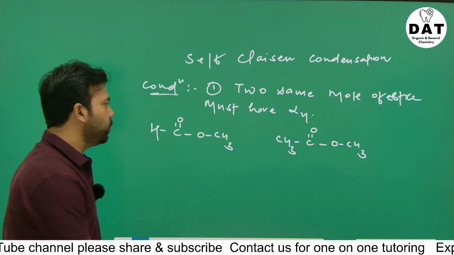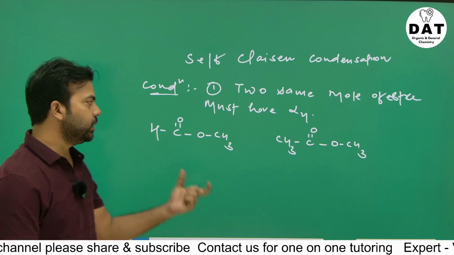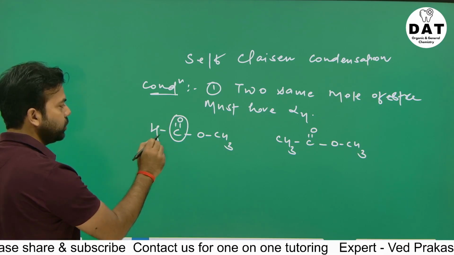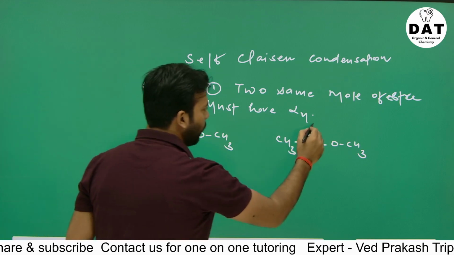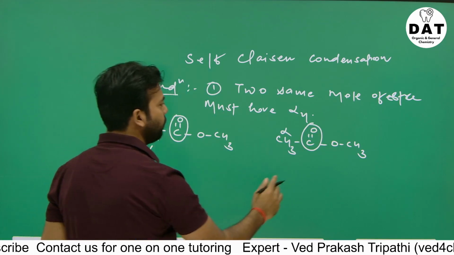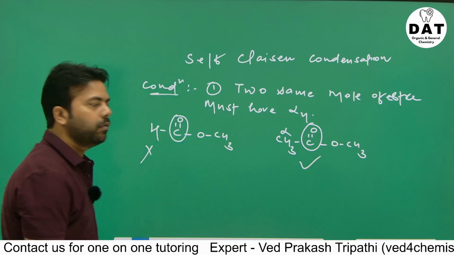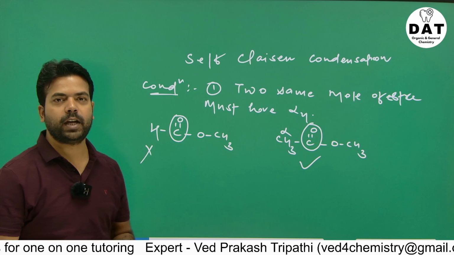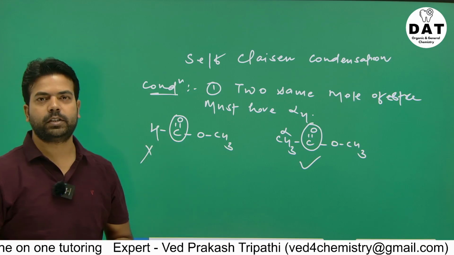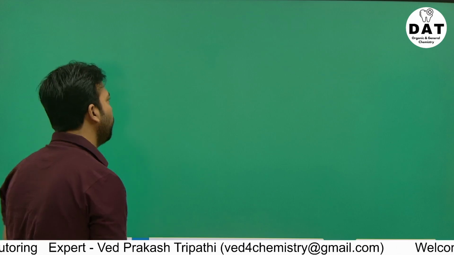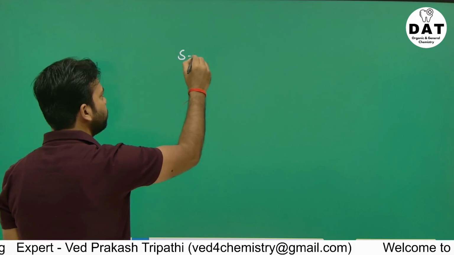So here we have 2 moles of ester. You can see the left one, this is the carbonyl. The carbonyl's neighboring carbon is alpha, but there is no alpha H. On this one, the carbonyl's neighboring carbon is alpha, and here we have an alpha carbon as well as alpha H. So it can give you self-Claisen condensation. But this one cannot. The reason is that it doesn't have alpha H. Clear?